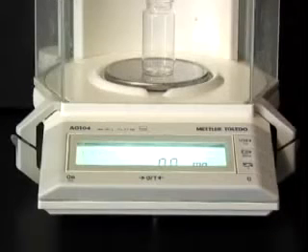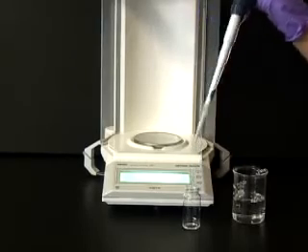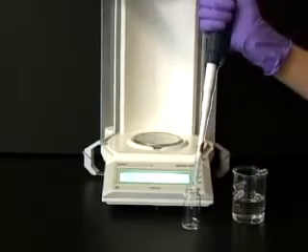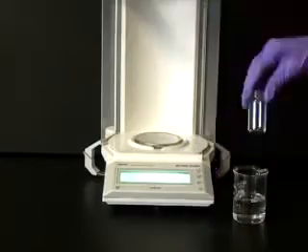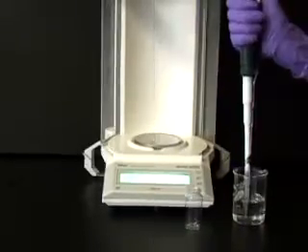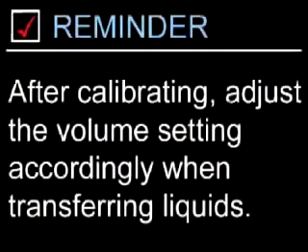Tare a small container on an analytical balance and set the pipetman at a volume near the top of its range. Transfer the set volume of liquid to the tared container on the balance and note the mass of the liquid. Repeat this step 5 more times and determine the mean weight and standard deviation from your measurements. Repeat the entire process with the pipetman set at a volume near the bottom of its range. If these values deviate from what you expect, adjust the pipetman accordingly when you transfer liquid.